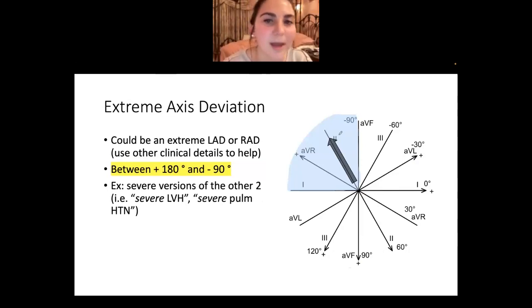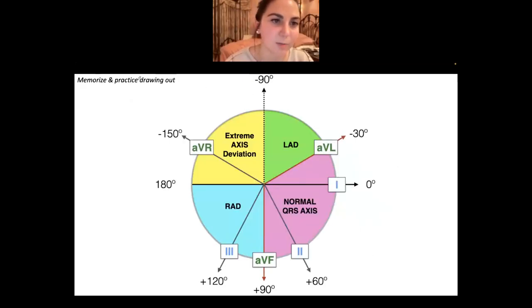And then your extreme axis deviation is the exact opposite way it should be going. Usually with this, it's either extreme this way or extreme this way. So the causes are usually severe left ventricular hypertrophy, or severe pulmonary hypertension causing right ventricular hypertrophy. And usually you can use the vignette to help you figure out which one it is.